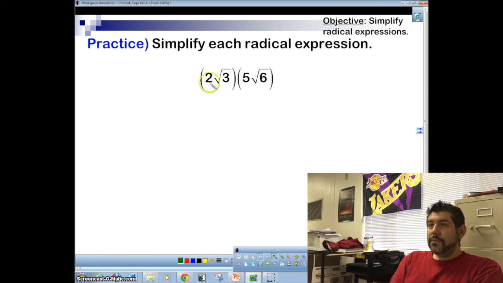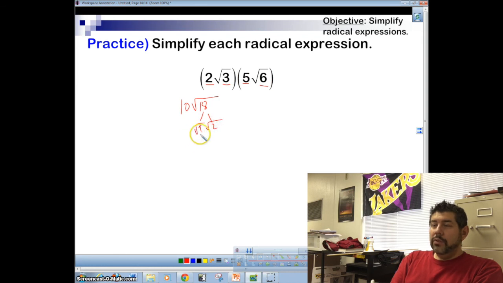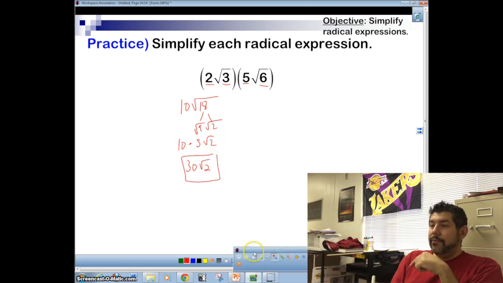Okay. Go ahead and try this. Multiply these together. We're going to have 5 times 2, which is 10. 6 times 3, which is 18. And then 18 we know is 9 and 2. Again, we square root both of those. And we have 10 times the square root of 9, which is 3. And root 2 we have to leave in there, right? It doesn't do anything. 30 root 2.